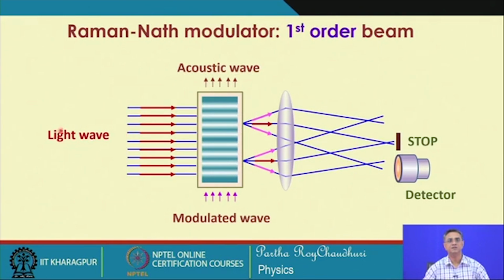So, in this case, look at the design of the modulator. For the first order beam, you have this acousto-optic cell, and the light beam is incident normally on this cell, producing various diffraction orders. In this case, you put a stop at the 0th order, but you put the detector at the first order and take the signal out from this, which will give you the modulated signal, the way this acoustic wave will be modulated.